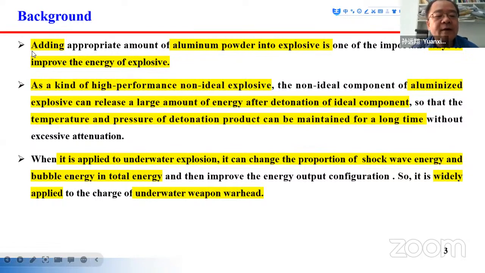It is well known that adding some aluminum powder into an explosive is a way to improve its energy. As a kind of high-performance non-ideal explosive, the aluminized explosive can release a large amount of energy after detonation of the ideal component, so that the temperature and pressure of the detonation products can be maintained for a long time. When applied to underwater explosion, it can change the proportion of shock wave energy and bubble energy in the total energy.